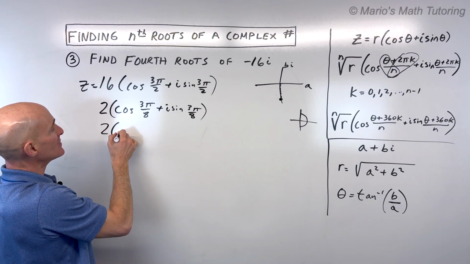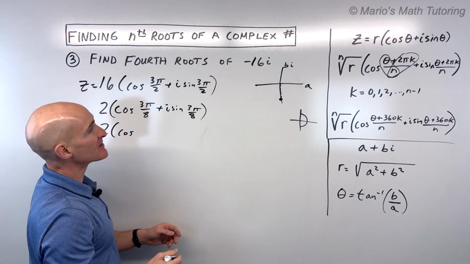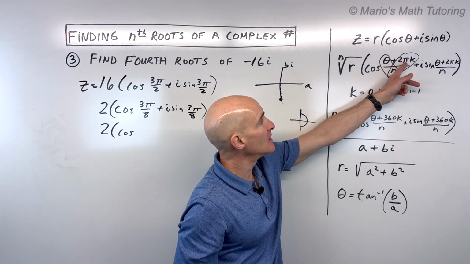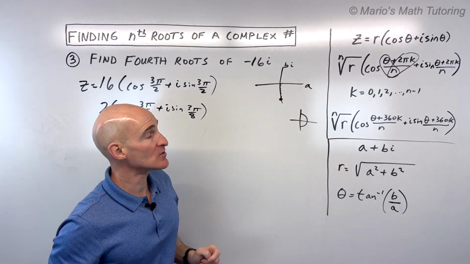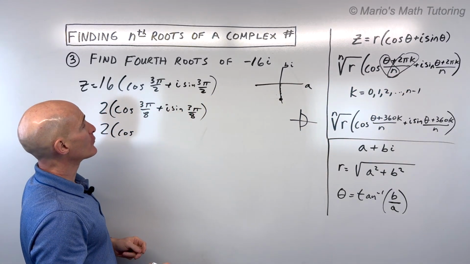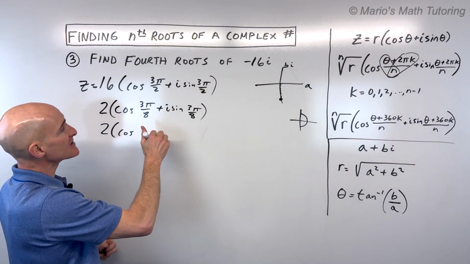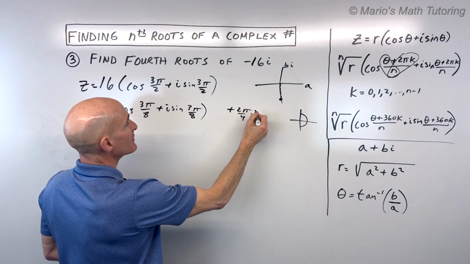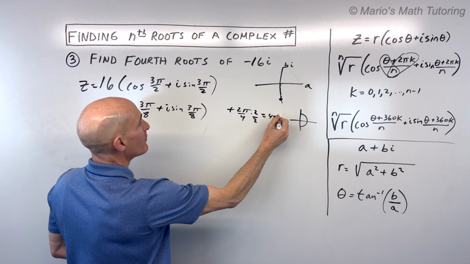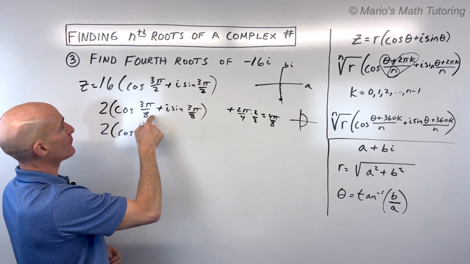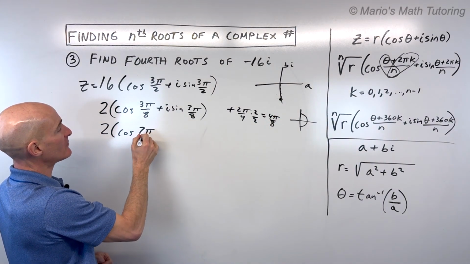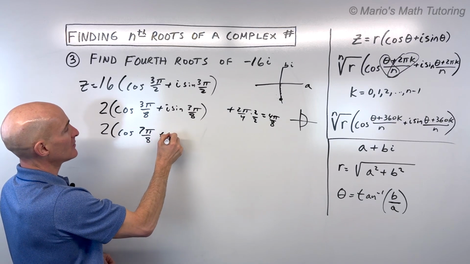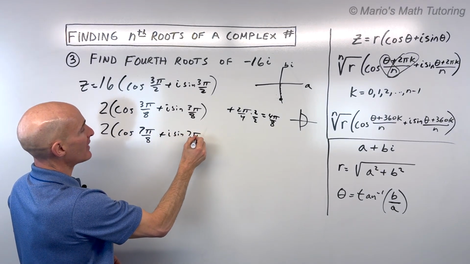The second one, it's going to be 2 cosine. To find the second angle, we're going to have to add 2 pi divided by 4, since we're taking the fourth root. 2 pi over 4 is the same thing as 4 pi over 8. So to add 4 pi over 8, our next angle would be 7 pi over 8. Okay, i sine 7 pi over 8.